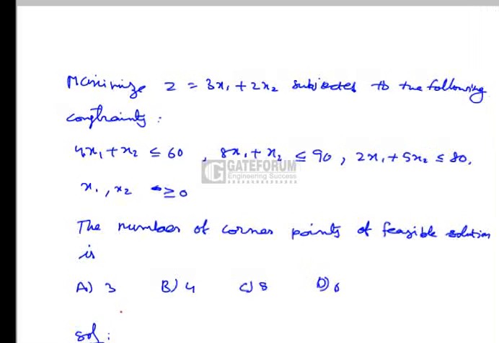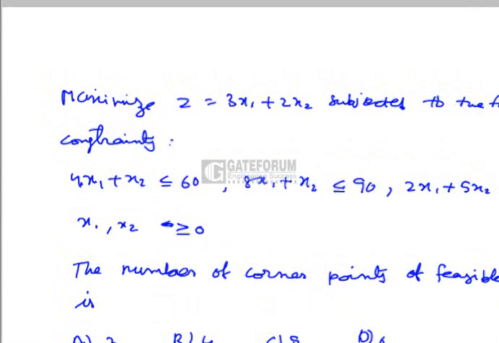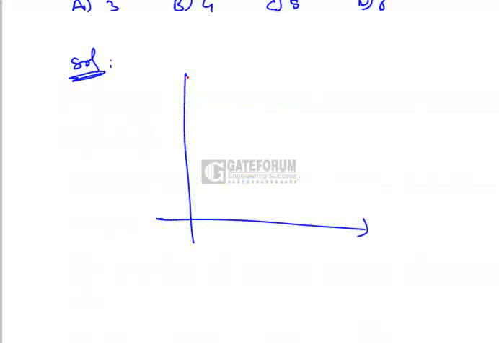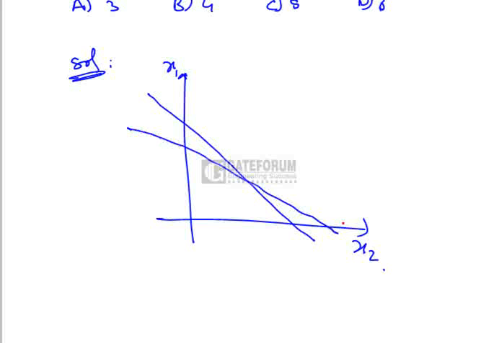Z is equal to 3x1 plus 2x2, subject to the following constraints: 4x1 plus x2 less than or equal to 60, 8x1 plus x2 less than or equal to 90, 2x1 plus 5x2 less than or equal to 80, and x1, x2 greater than or equal to 0. Just draw a graph taking x1 and x2 as coordinates. So for 4x1 plus x2 less than or equal to 60, it gives a line like this, and for 8x1 plus x2 less than or equal to 90, it gives a line like this, and here 2x1 plus 5x2 gives this, so that the feasible solution occurs in between these coordinates.